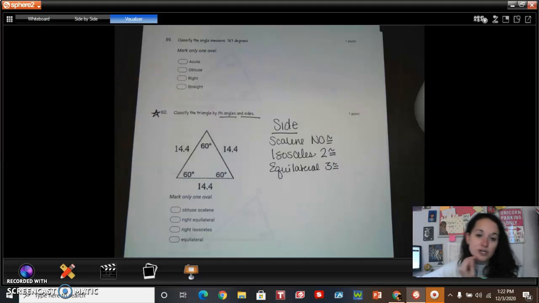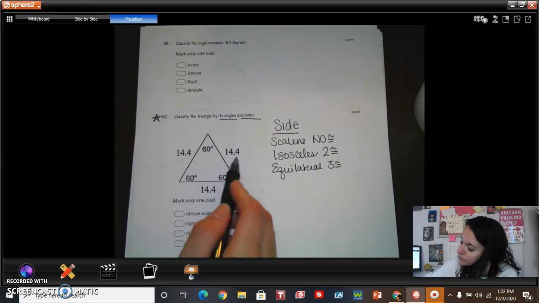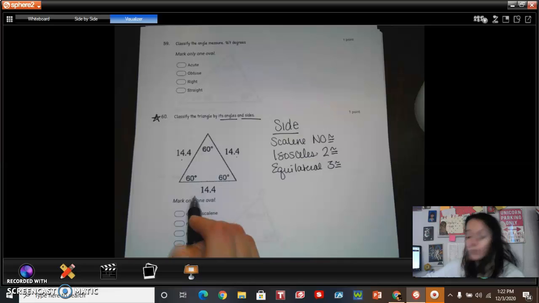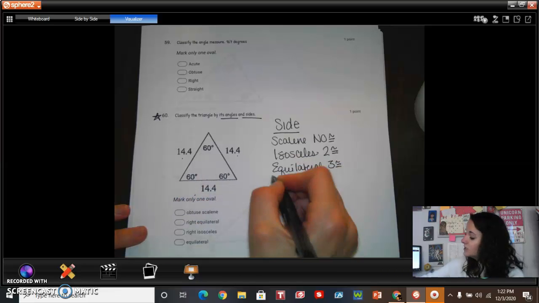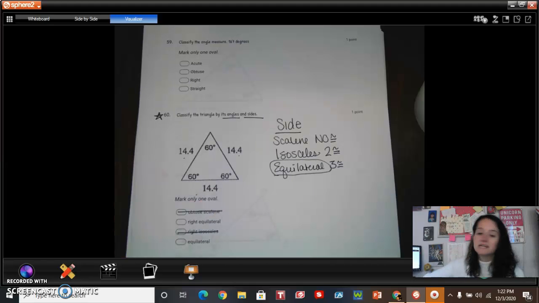So let's look at this triangle we have here and go ahead and start with our sides. How many congruent sides do we have? So we have 14.4, 14.4, 14.4. We have all 3. So we know that it's equilateral. So let's see, everything that says equilateral gets to stay. All right, now let's talk about our angles.